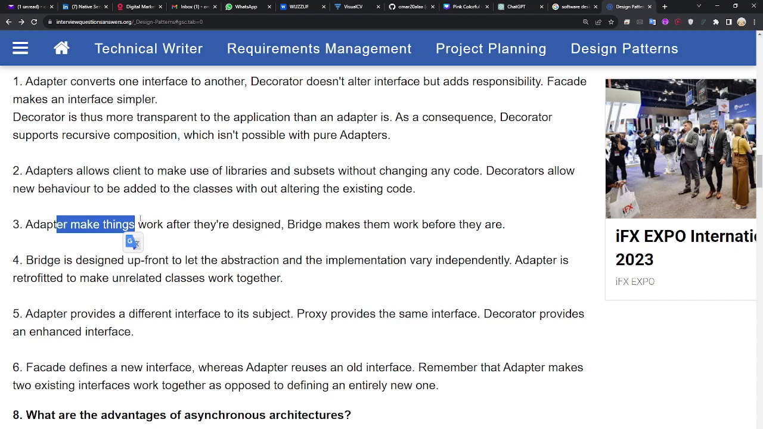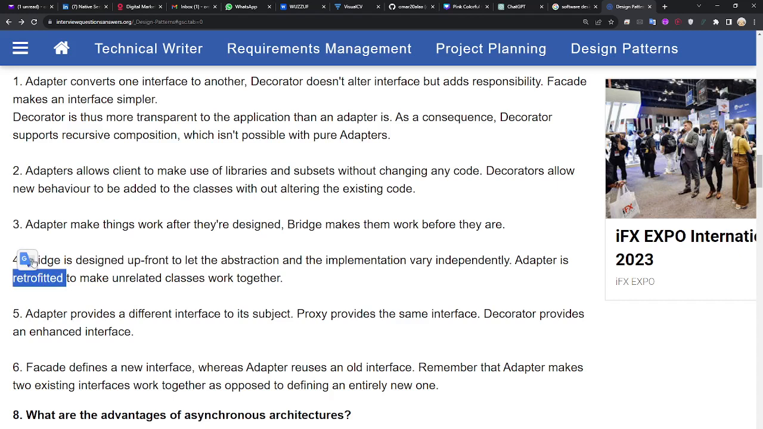The adapter makes things work after they are designed, whereas the bridge pattern makes them work before they are designed. Bridge is designed up front to let the abstraction and implementation vary independently. So the bridge creates separation between the abstraction and the implementation.